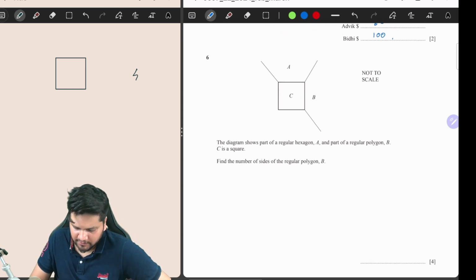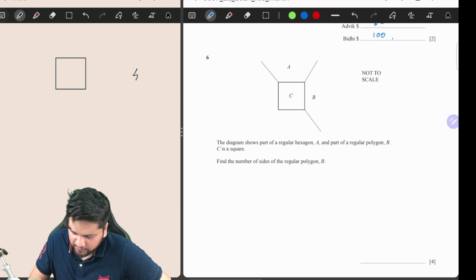Anyways, coming back to this question, the diagram shows part of regular hexagon A. So this is a hexagon A and part of a regular polygon B. Find the number of sides of the regular polygon B.